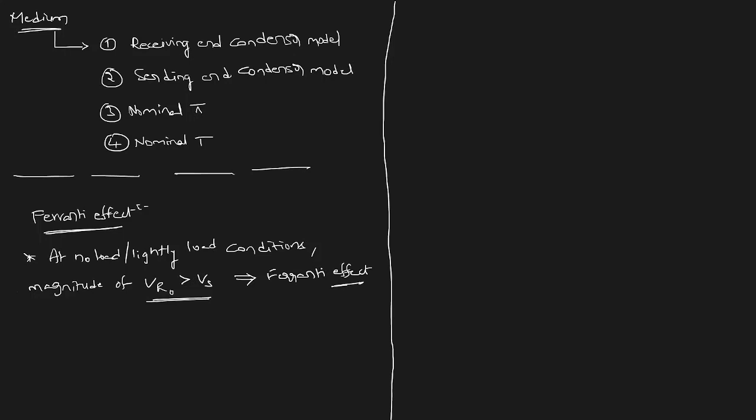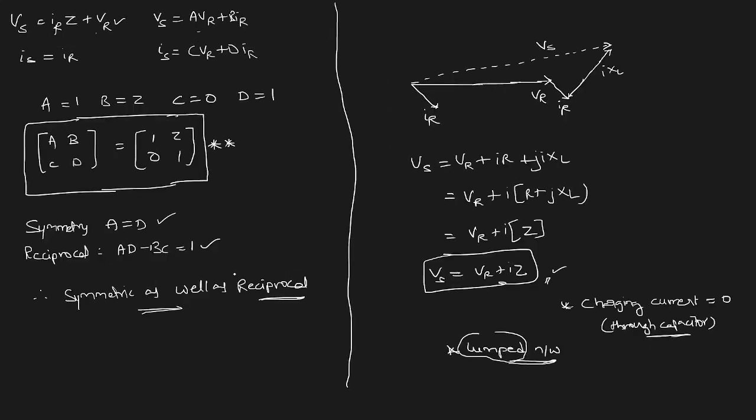This is generally not seen in a short transmission line because the Ferranti effect is due to capacitance. But in a short transmission line, since there is no capacitance, we can conclude that there is no Ferranti effect. Or else you can analyze: we know that VR naught equals Vs by A. What is A here? 1. So VR naught is exactly equal to Vs, not greater or lesser. So there is no Ferranti effect.